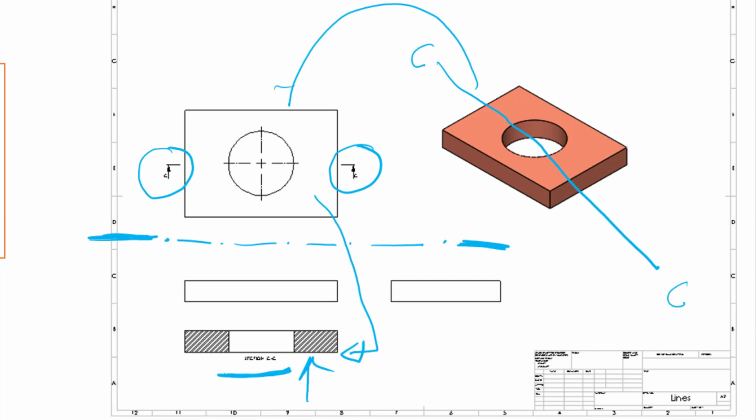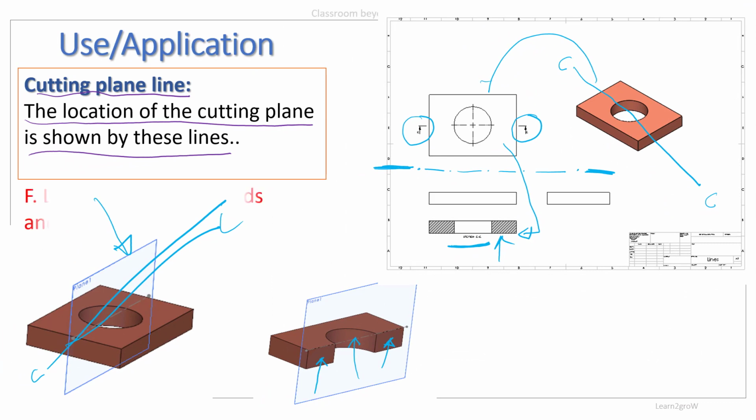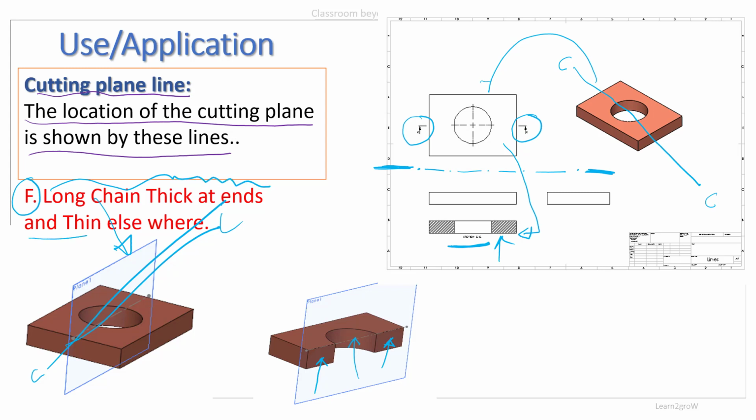Now for showing this cutting plane, we have to use some special line that is called F type line, which is long chain, thick at ends and thin elsewhere. That means the thickness at the end is more than the thickness at the middle part.